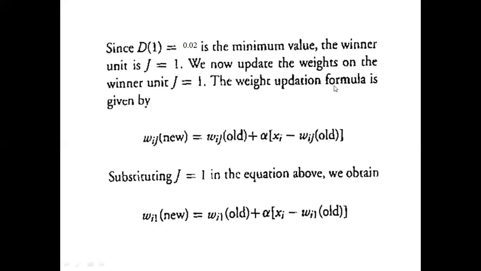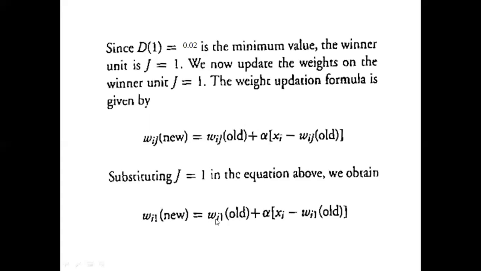The weight updation formula is given by wij new is equal to wij old plus alpha into xi minus wij old. This is the formula for calculating the updation of weight. That is wij new is equal to wij old plus alpha into xi minus wij old. So now substituting j equal to 1, it will become how much?